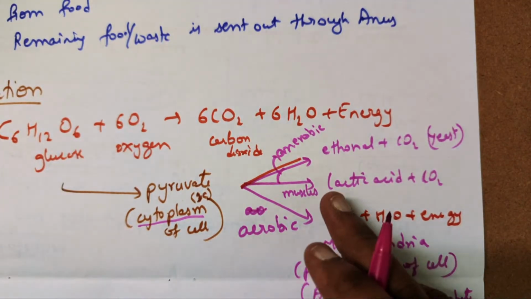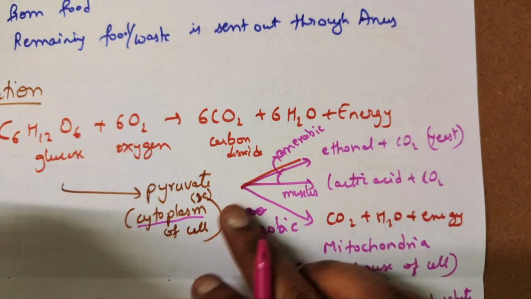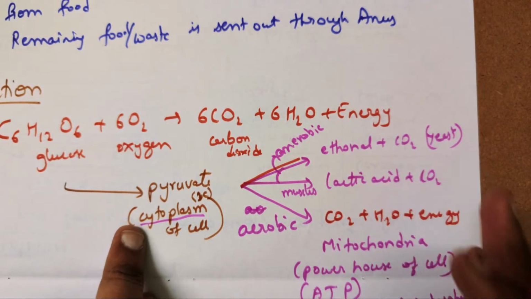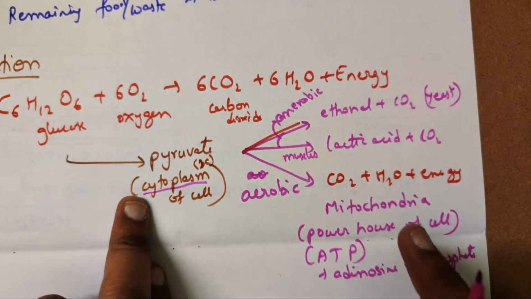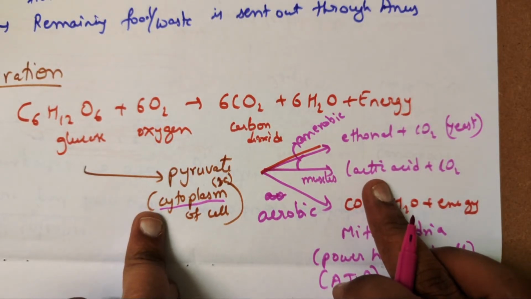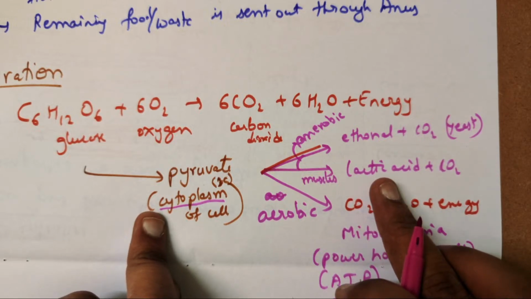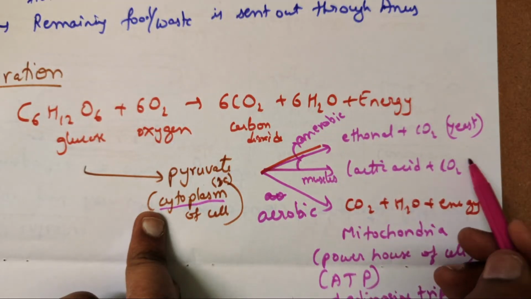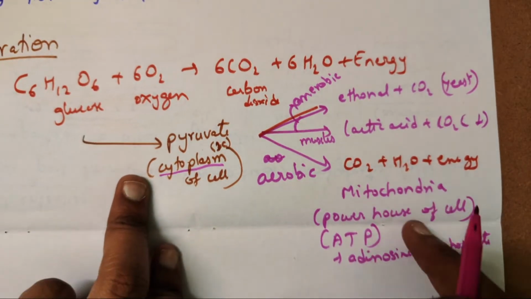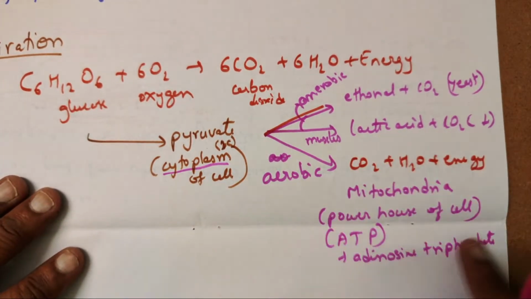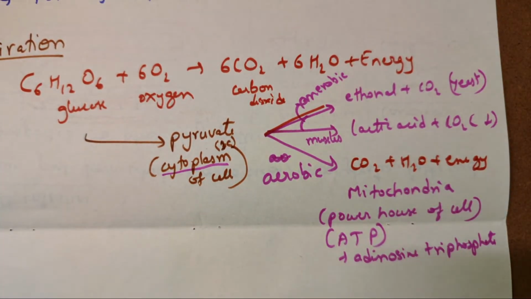Without the presence of oxygen, it converts the carbon material into ethanol and carbon dioxide, and this is happening in yeast, for example. This is an example outside the human body, and this also happens in the human body, in the muscles during exercise, where without the presence of oxygen, lactic acid and carbon dioxide are produced. This happens anaerobically, and the energy is lesser compared to the energy produced during aerobic conditions.